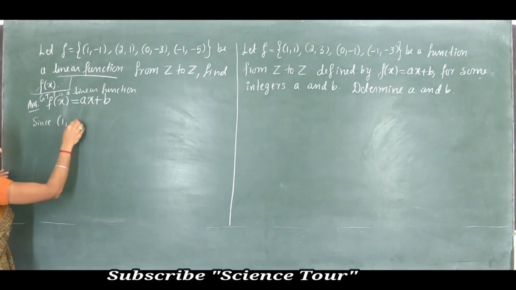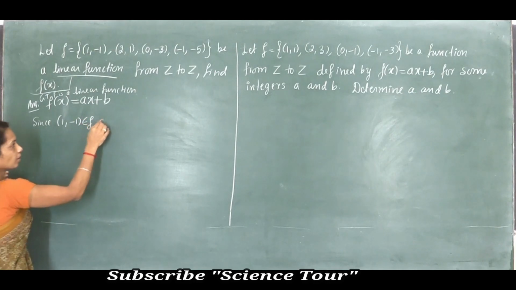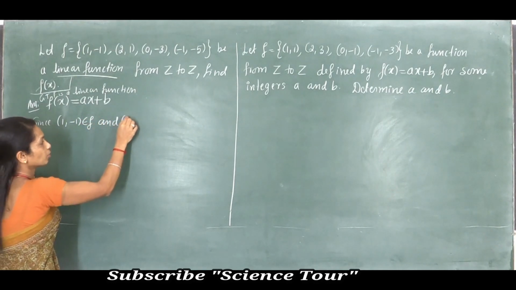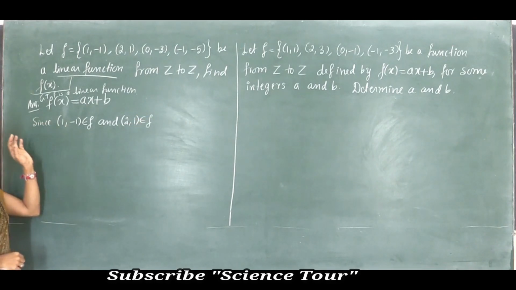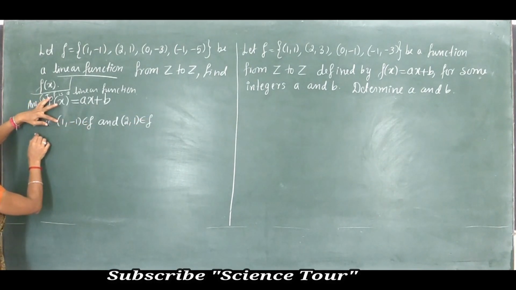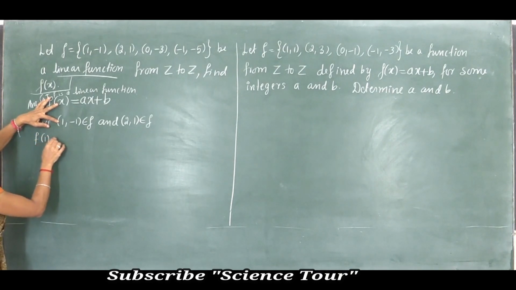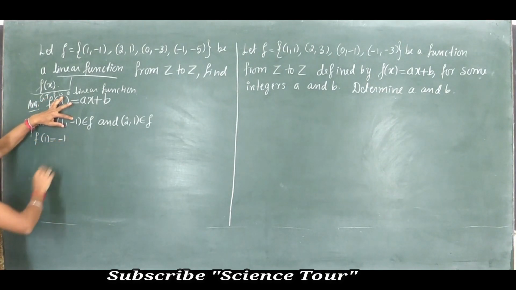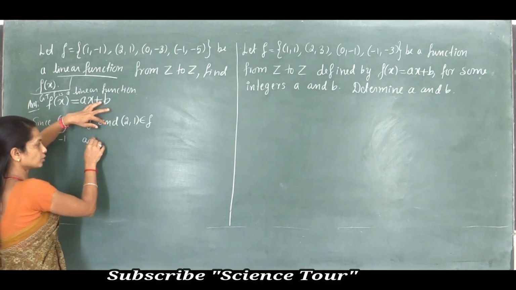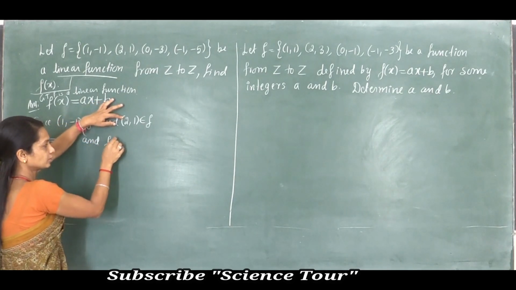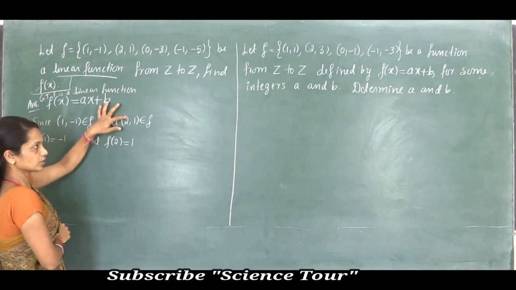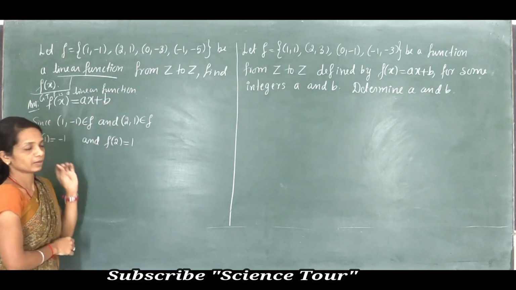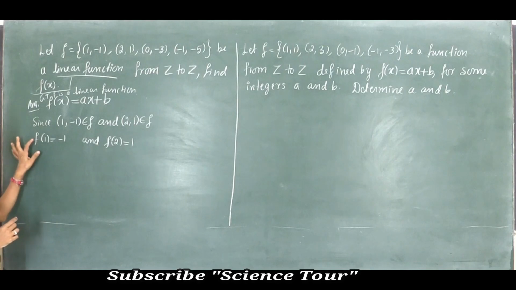ordered pair 1, minus 1 belongs to f, and I will take one more ordered pair, the second one, 2, 1 belongs to f. What we can write from this: f of the first element, that is f of 1, is equal to the second element, minus 1, and because of this ordered pair we can write f of 2 is equal to 1. F of the first element is equal to the second element. Okay, now what is f of 1?